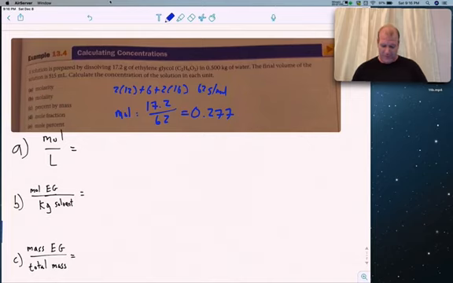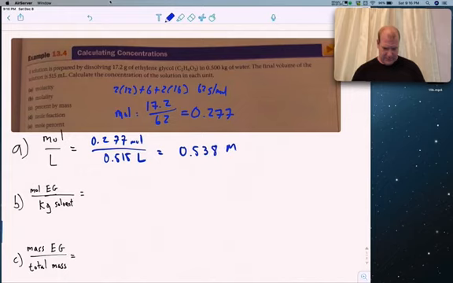Okay, so the first one, moles per liter, it's going to be 0.277 moles over 515 milliliters, 0.515 liters. And what is that? 0.277 divided by 0.515. And this is 0.538 molar.